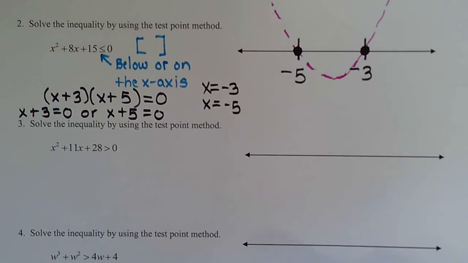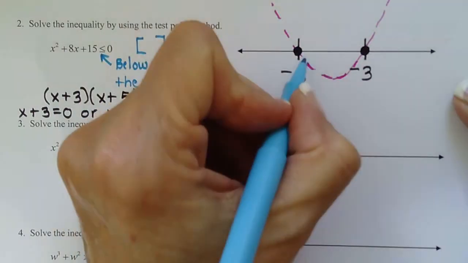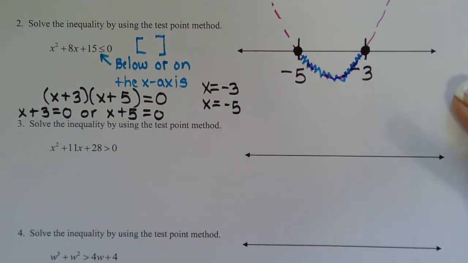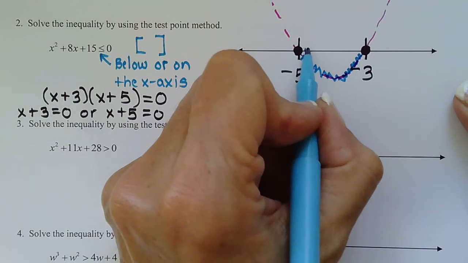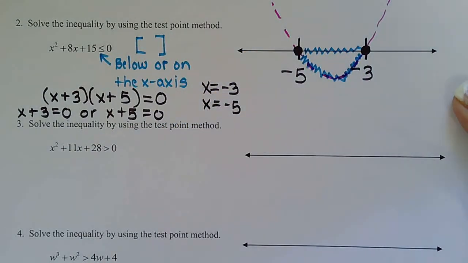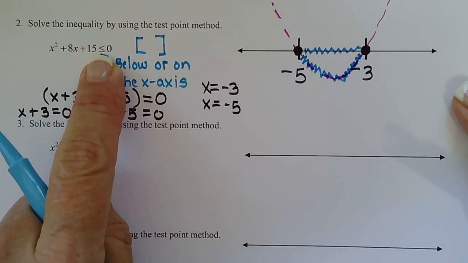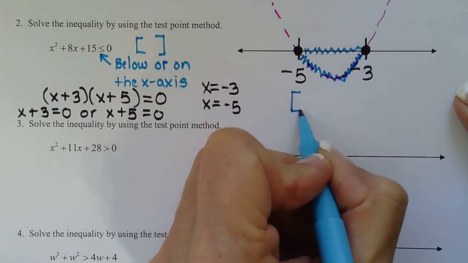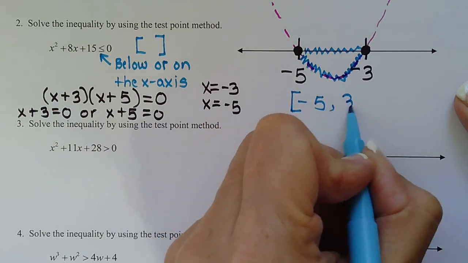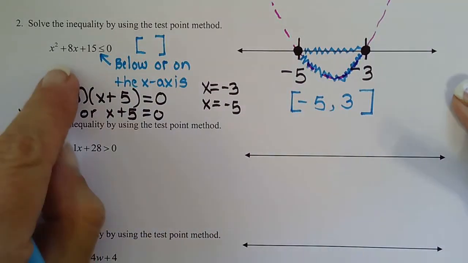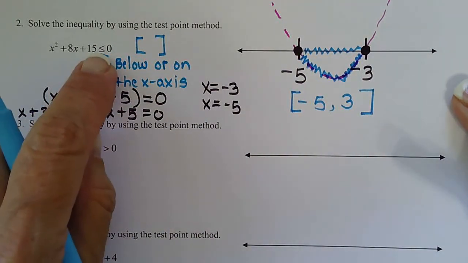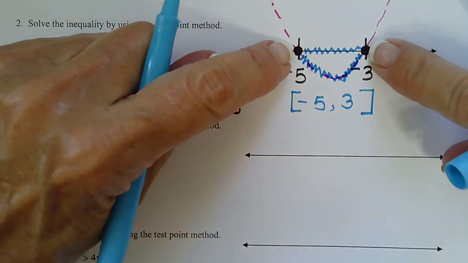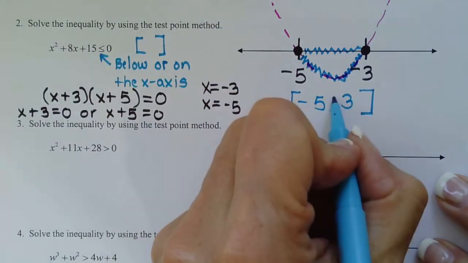So I'm going to take another color pen here, and below would be right here, right? So what x values go with that? Well, all the x values from here to here, because it's only wanted below because it's less than or equal to. So what's my solution? Brackets, because of the equal sign, bracket, -5, -3, bracket. So this is saying, when is the parabola below or on the x-axis? It's below or on the x-axis from x values -5 to -3.